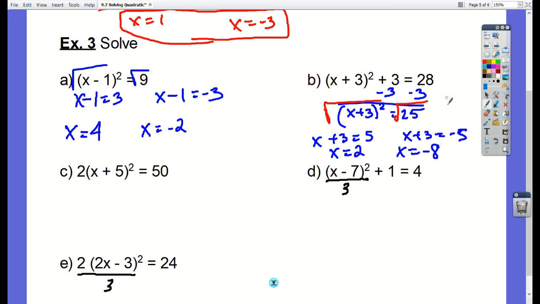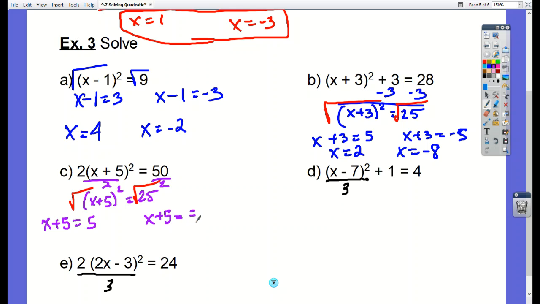Parker, what do we do in part C? You divide by 2. Okay, and then it equals 25. So then you have the square root, x plus 5 equals 5, and x plus 5 equals negative 5. All right, so when we subtract that 5 over, it looks like we get a 0, and it looks like we get a negative 10. All right, let's keep going.